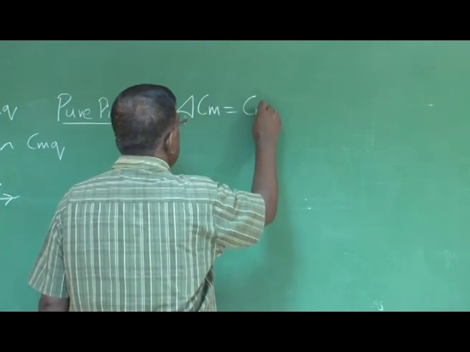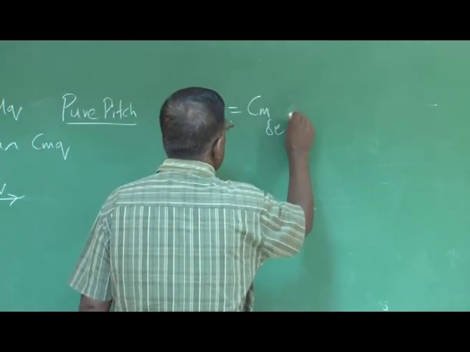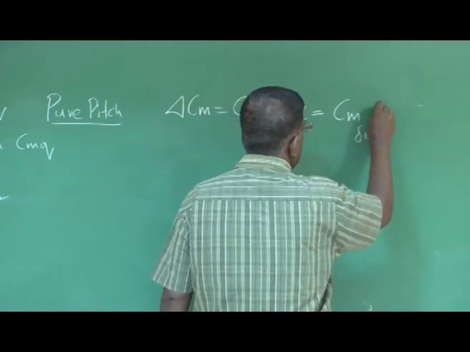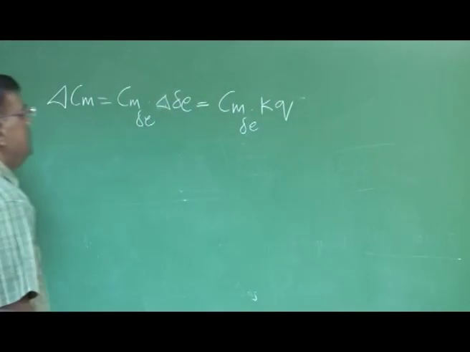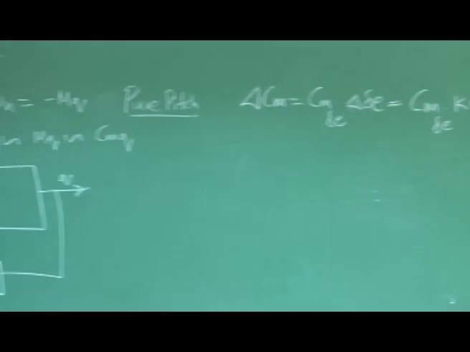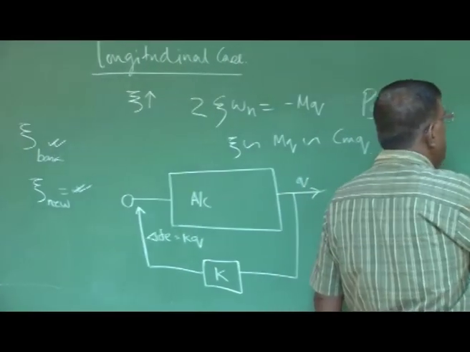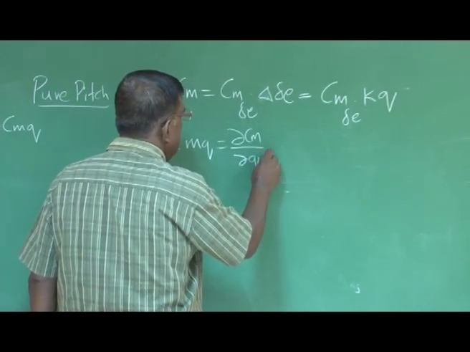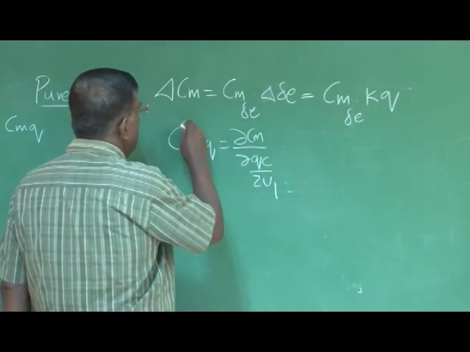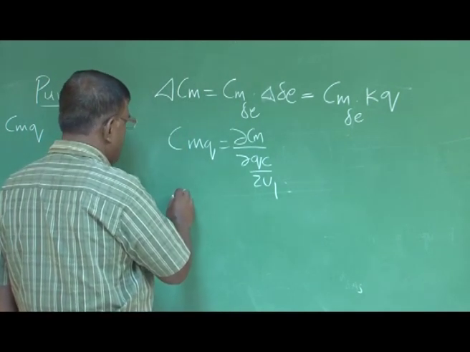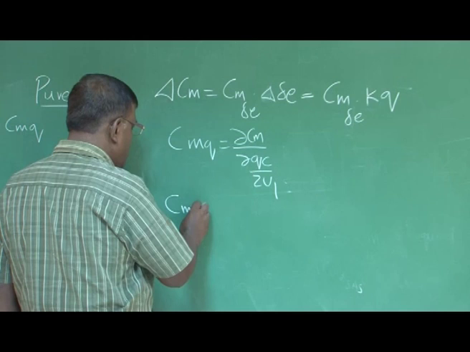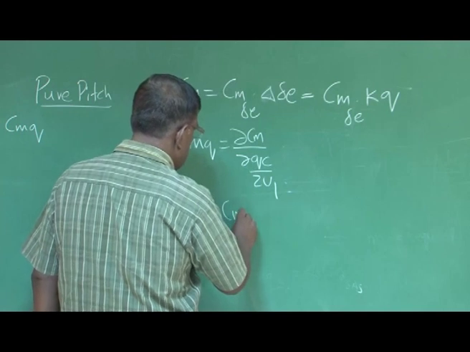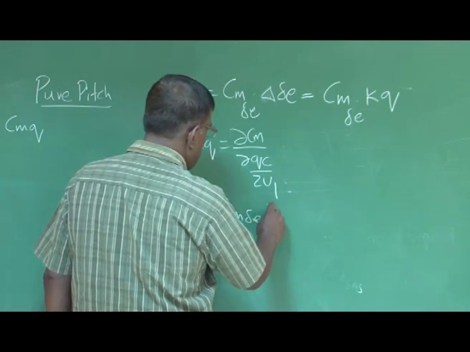That will be Cm delta E into delta delta E. That is equal to Cm delta E into K Q, right? That is how I have deflected. And CMQ is defined as dCm by d(Qc by 2U1). So I divide both sides by Qc by 2U1. So I get CMQ equal to Cm delta E into K Q.